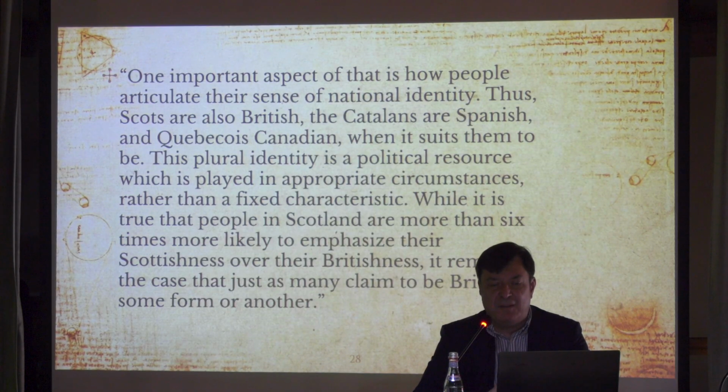While it is true that people in Scotland are more than 6 times more likely to emphasize their Scottishness over their Britishness, it remains the case that just as many claim to be British in some form or another, which you could see at the elections a few days ago. Because, again, the Scottish National Party did not win an absolute majority. And it's even less if you take into account the winner-takes-all system in Britain. It's even less in terms of popular votes.